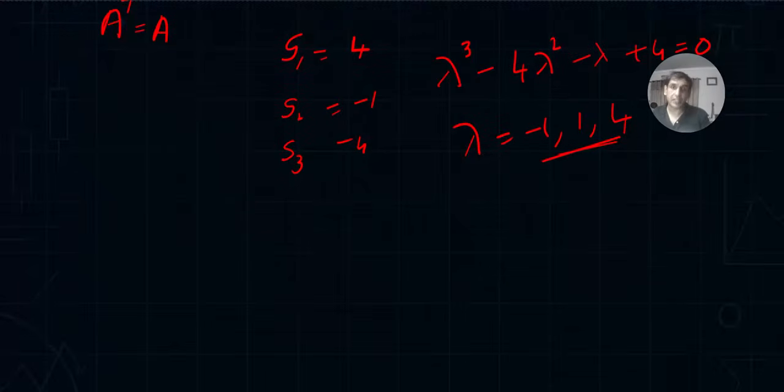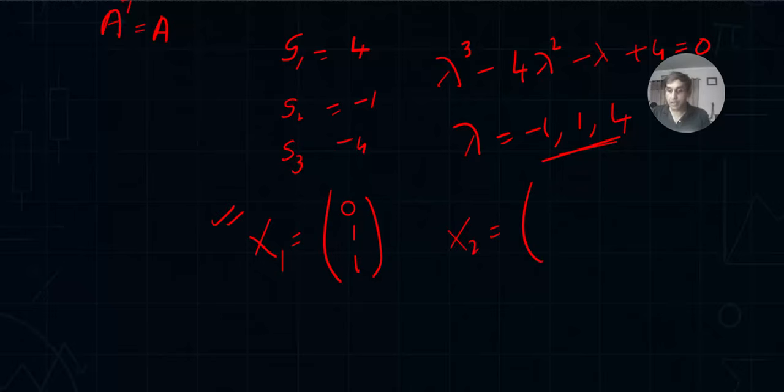And the eigenvectors are x1, I got 0, 1, 1. Double check it. x2, I got 2, minus 1, 1. And x3 is 1, 1, minus 1.